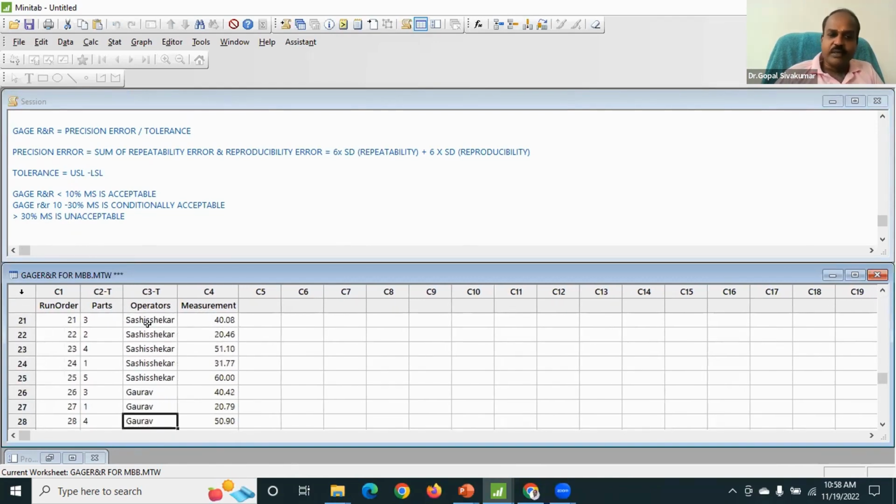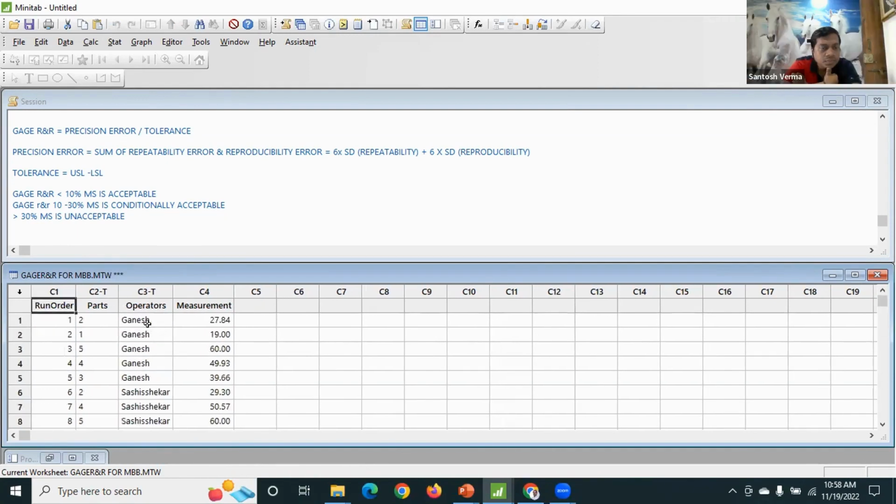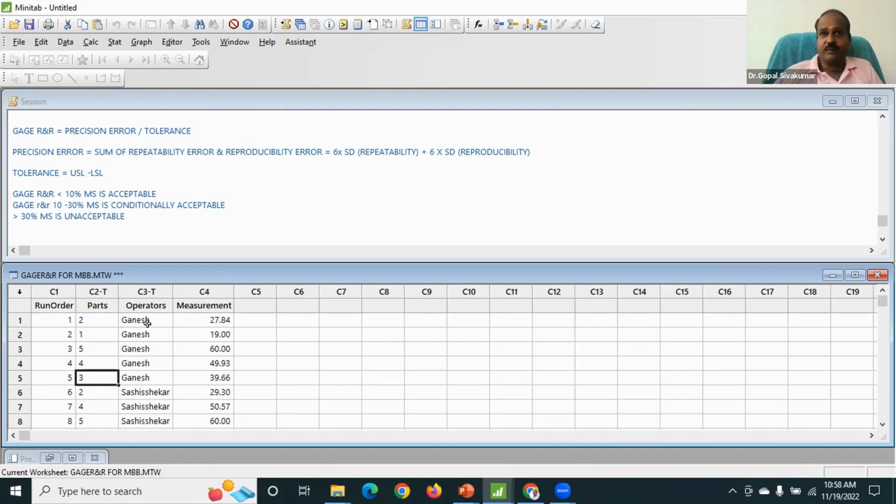And again, I have made them collect again. This is to measure the repeatability. Again, Sashi, Gaurav, and Ganesh. All of you, do you understand? Yes. 3 operators, 5 songs played. Song number 1, song number 2, song number 3, song number 4, song number 5. And every song is played twice. All of you understand? Yes. 3 operators, 5 songs, each song 2 times.